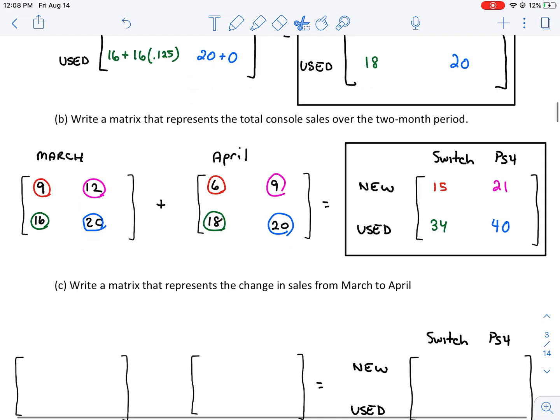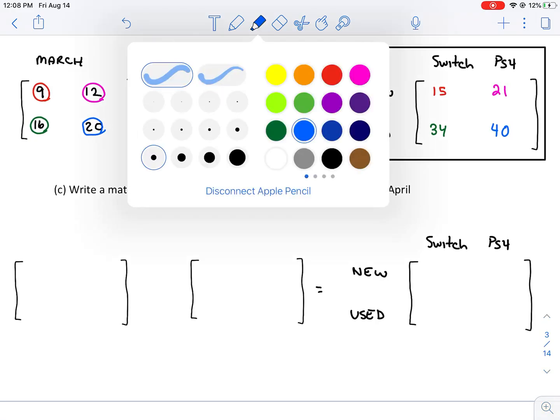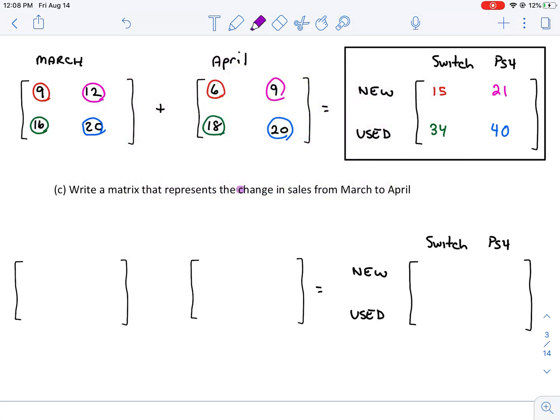Okay, part C. Write a matrix that represents the change in sales from March to April. Okay, so here we want to take the total sales in April and subtract the total sales from March. That will give you the change in sales from March to April.